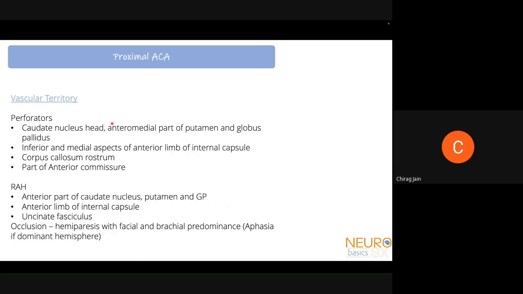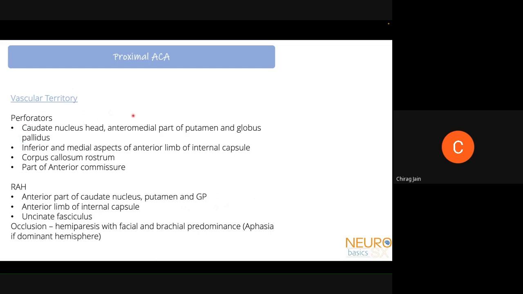Coming to the vascular territories of the ACA, as we saw, the ACA gives rise to perforators as well as cortical branches. It is important to know what the deep cerebral structures are which are being supplied by the different cerebral arteries. So when it comes to the proximal ACA, the perforators arising from the proximal ACA are going to supply, particularly you have to remember, the head of the caudate.